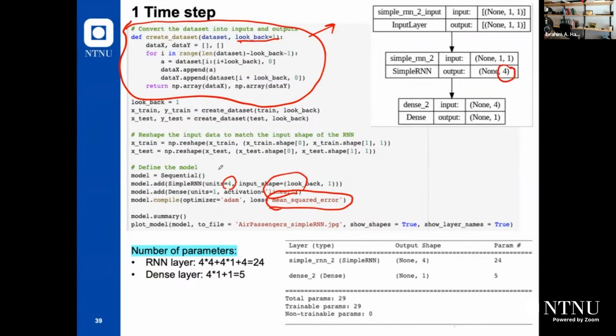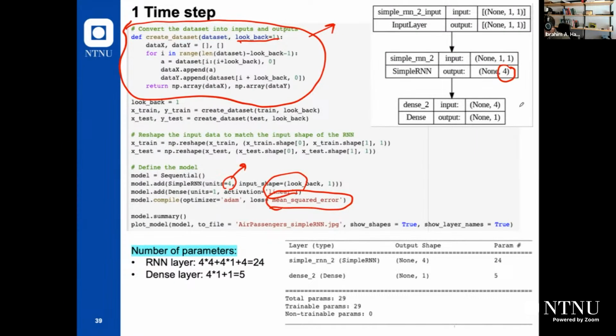Because we selected a number of units equal to 4, the input is a single value and the output will be 4 values. Those 4 values are the dimension of the hidden states, so each hidden state will be represented by 4 values. So the input to the second layer, the dense layer, will be 4. The output will be 1.